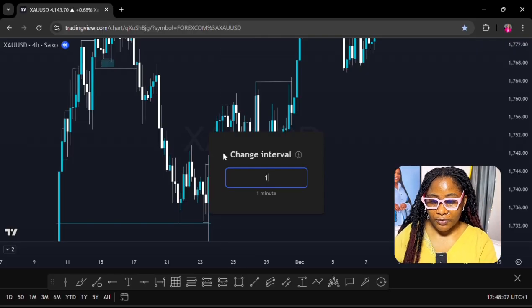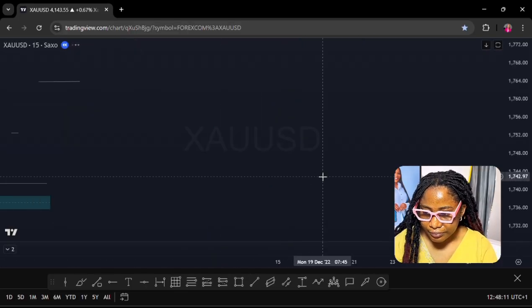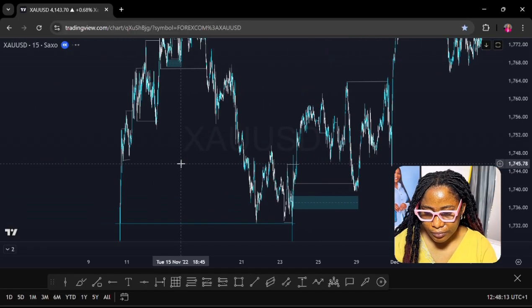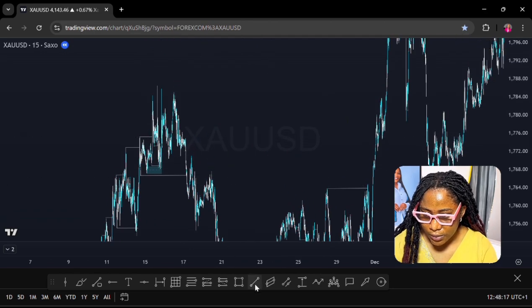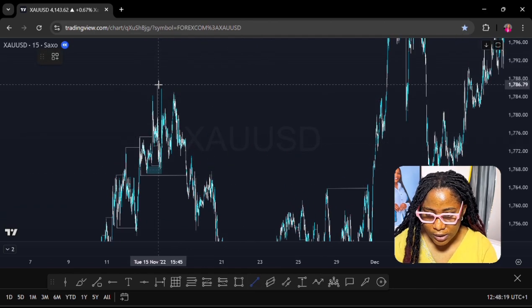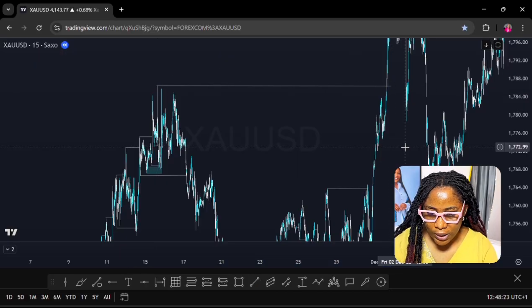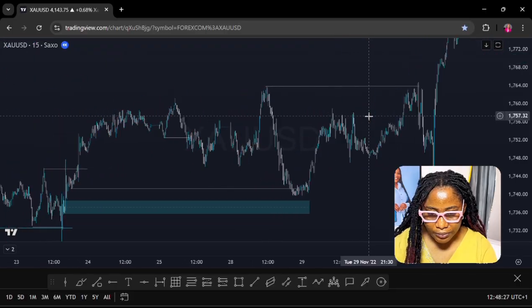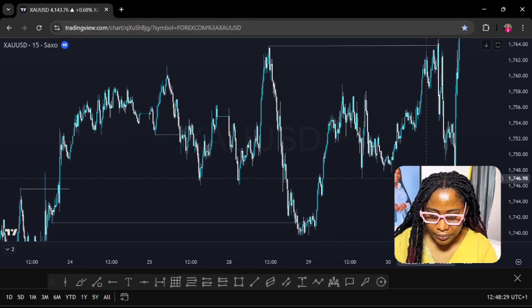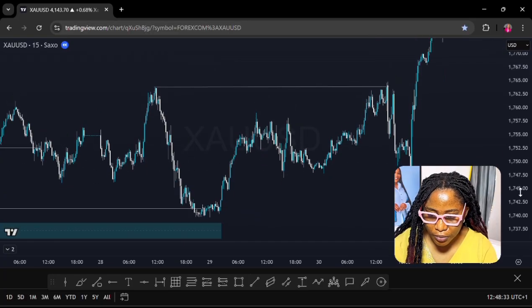So let's go back to the 15 minutes and let's see where our Esther is now. Okay, this is our Esther now. This is the 4 hour Esther now here. So whatever trade we are taking should be targeting that zone. So we got another break and we should be expecting a pullback.